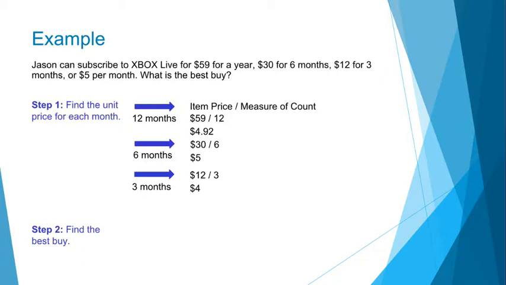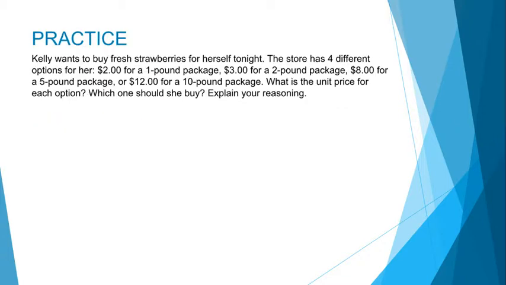Now we need to look at them and see which one's the best buy. The one that's the cheapest is the 3-month plan, because it is $12 for 3 months. It only costs $4 a month, so that's the cheapest plan. So go ahead, pause the video, see if you can complete this problem. When you're done, go ahead and log back on and we'll see if you got it right.